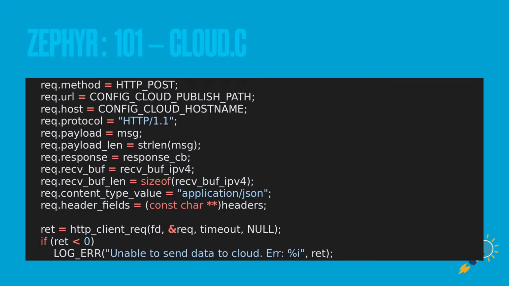You can see here there's the method, so post, put, get, so on and so forth. The URL is the publish path, so anything past the domain name. The host is the domain name again. So we're actually providing the host name twice to make sure that we're handling the TLS connection, and also we're handling routing of HTTP. We're using HTTP protocol 1.1.